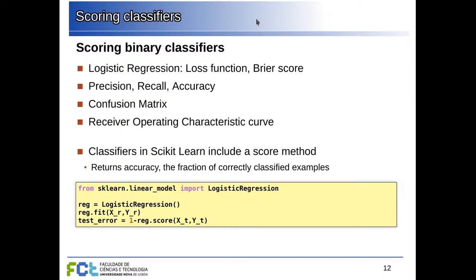So for scoring binary classifiers, in the case of logistic regression, we can use the loss function, we can use the Brier score, for any classifier that tells us the probability of belonging to class 1. We can easily compute the Brier score for that classifier, because that's just the mean of the quadratic residual of the predictions relative to the class the examples belong to. And then we have these measures: precision, recall, accuracy. We can plot the confusion matrix and so on.